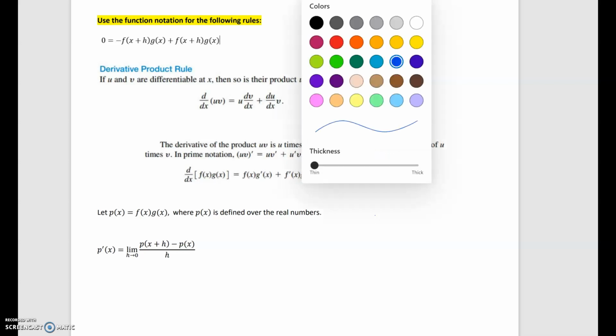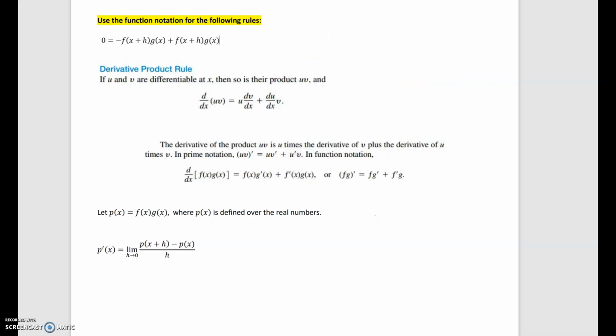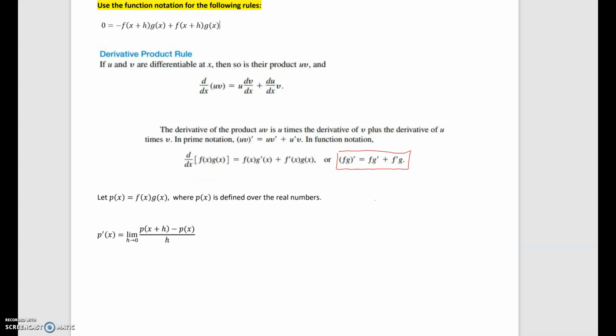Hi class, in this video we're going to prove the product rule, and part of the instructions is to actually use the formula that utilizes the functions as opposed to the alternative formula of u and v's. It ends up being the same, but it's easier to derive it in this format. And here's the basic idea.